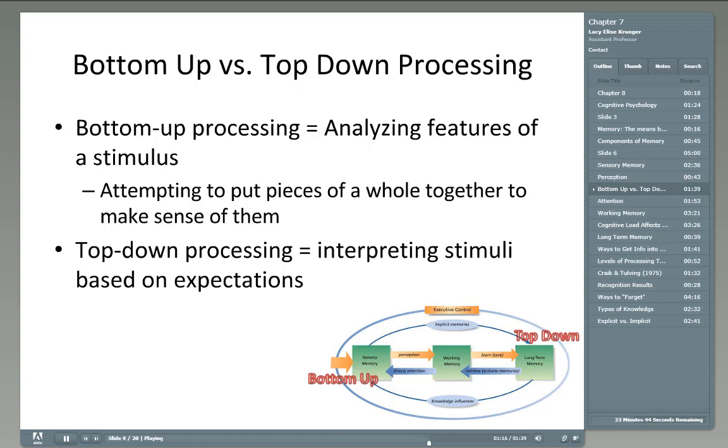So we can contrast top-down and bottom-up processing. With bottom-up processing, the stimuli is guiding our interpretation or our expectations, whereas with top-down, our expectations are guiding what we're seeing. And I'd like for you to think about how these scenarios would play out in terms of our expectations for our students then.